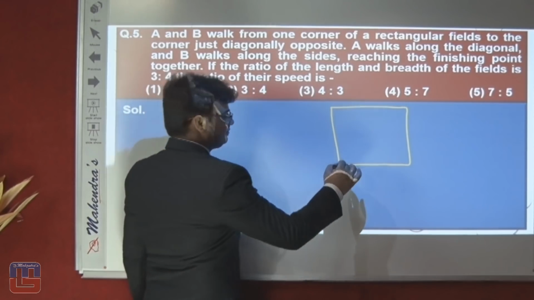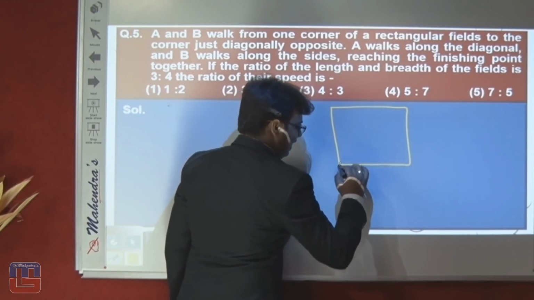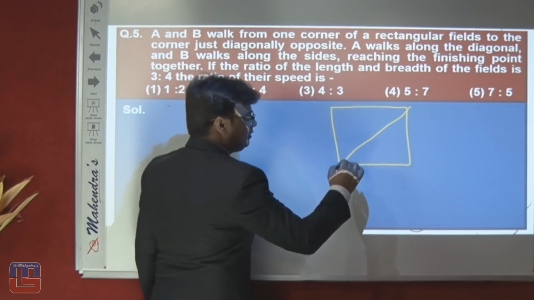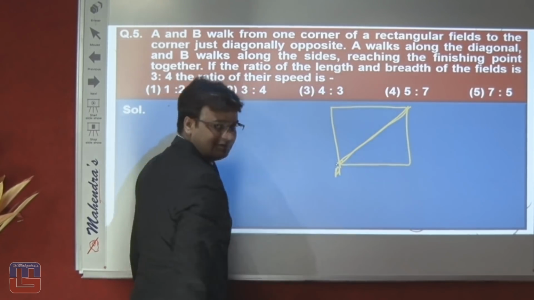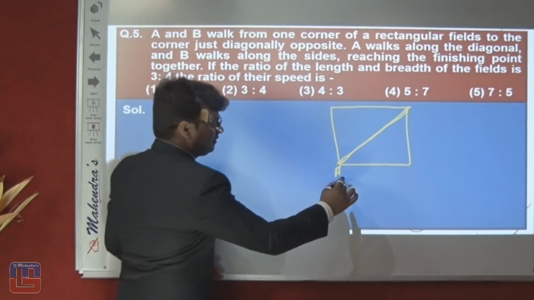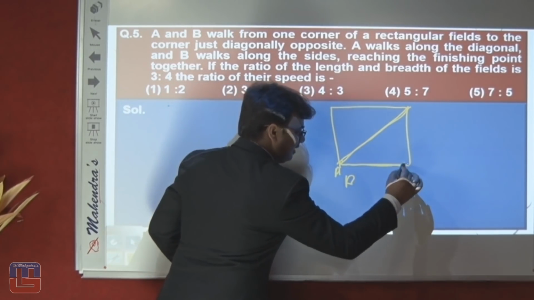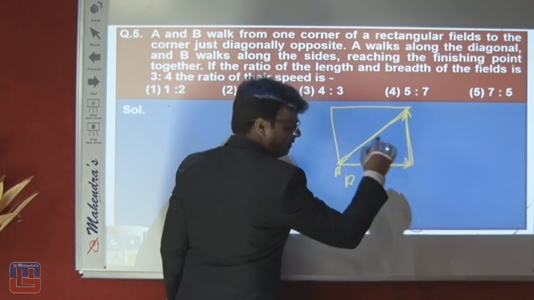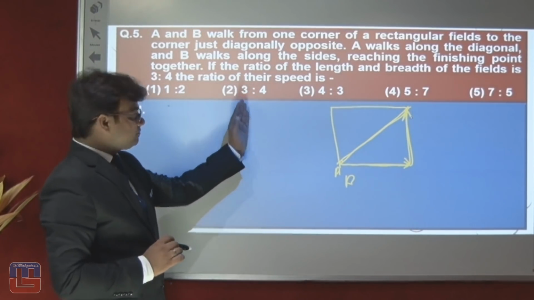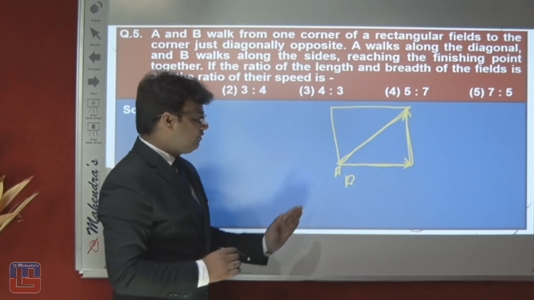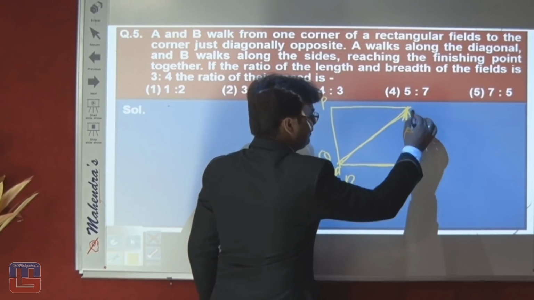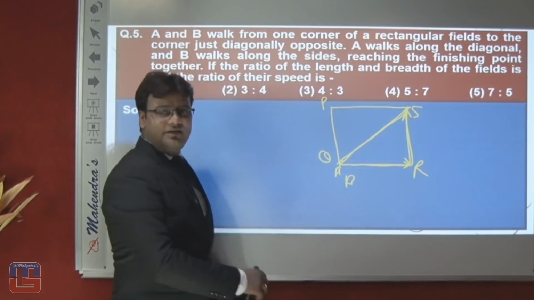One person walks diagonally. Suppose the first person, A, walks directly to the diagonally opposite position. Another person, B, walks in this way: first along the length side, then along the breadth side. Suppose the points are P, Q, R and S. They both reach point S.